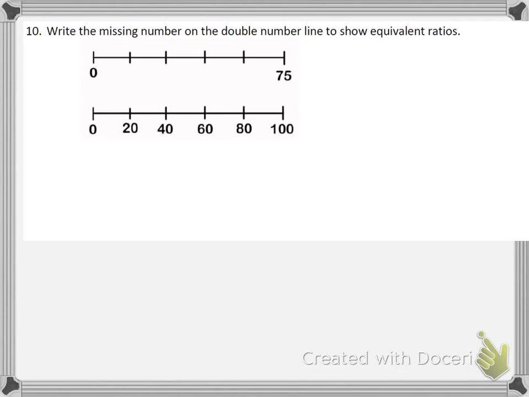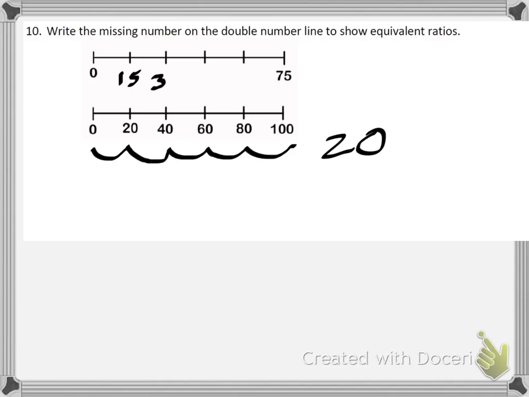Another way that students can do that is we're always going to count the same on the top and the bottom. So here we're counting by 20s: 20, 40, 60, 80, 100. So we're counting by 20s. Here we'd have to figure out what we're counting by. A lot of the students can figure out, hey, we're counting by 15s: 15, 30, 45, 60, 75. So here we're counting by 15s.